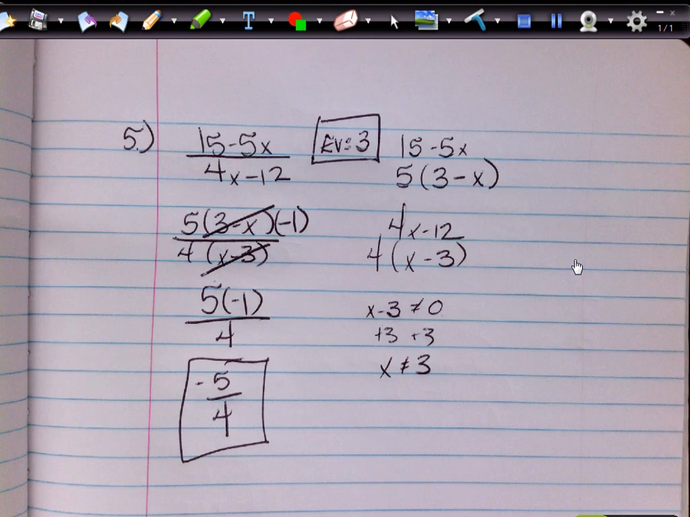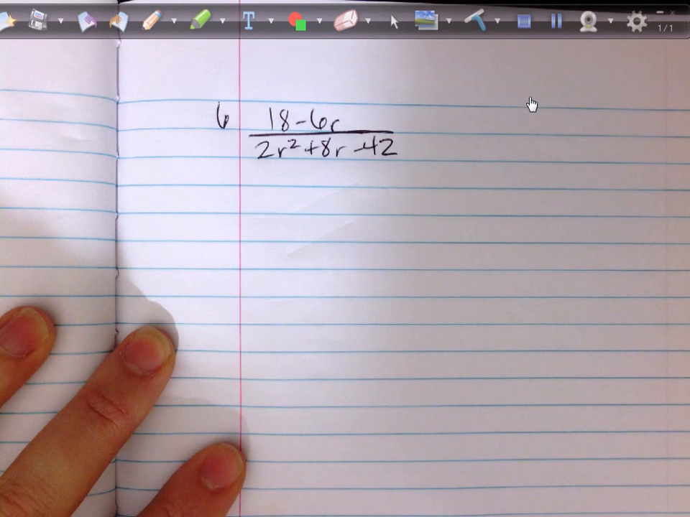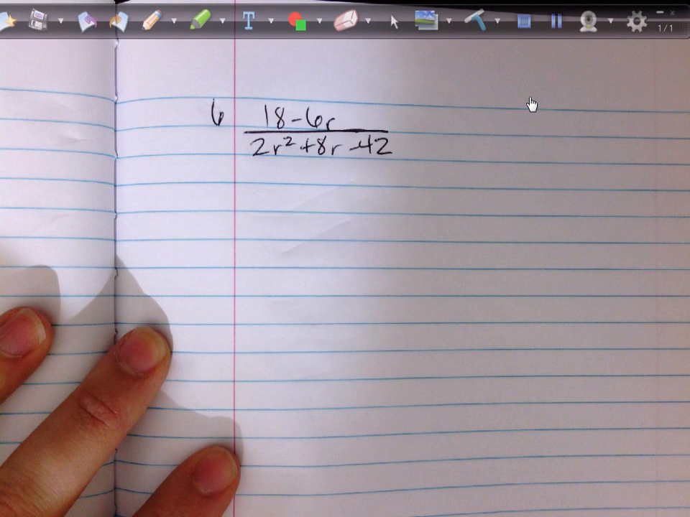And that's going to end up being my final answer there on that one. All right, go ahead and get down number 6. Number 6 is 18 minus 6r over 2r squared plus 8r minus 42.